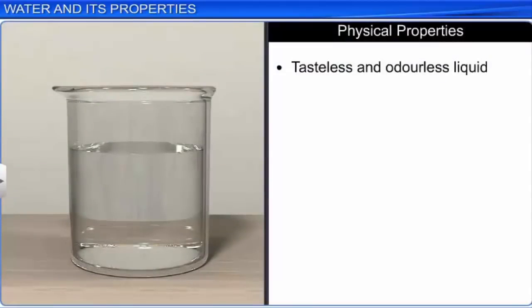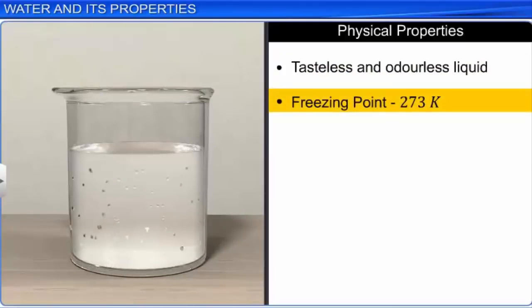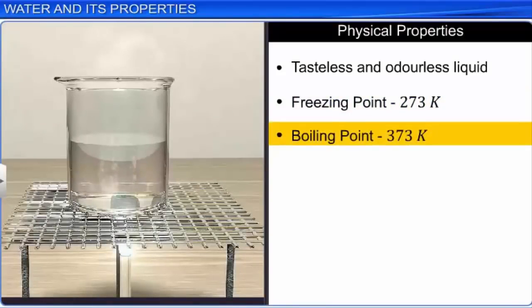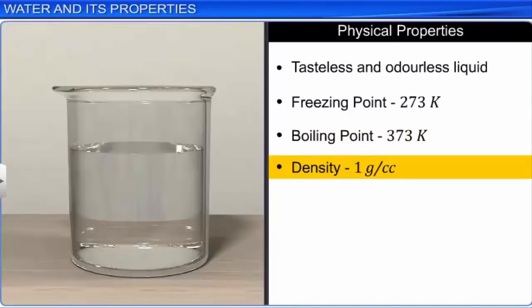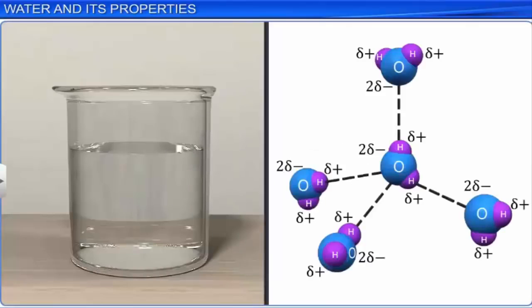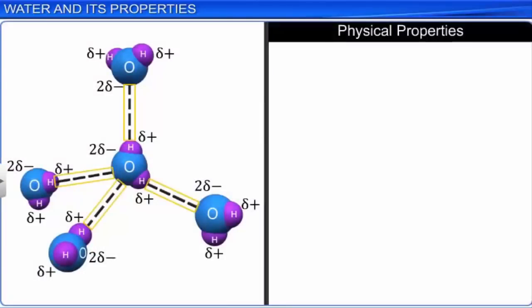Water is a tasteless and odorless liquid at standard temperature and pressure. It freezes into ice at 273 Kelvin. Its boiling point is 373 Kelvin and it has a density of 1 gram per cubic centimeter at 298 Kelvin. Water has strong hydrogen bonding in its molecules and, therefore, exists as associated molecules.